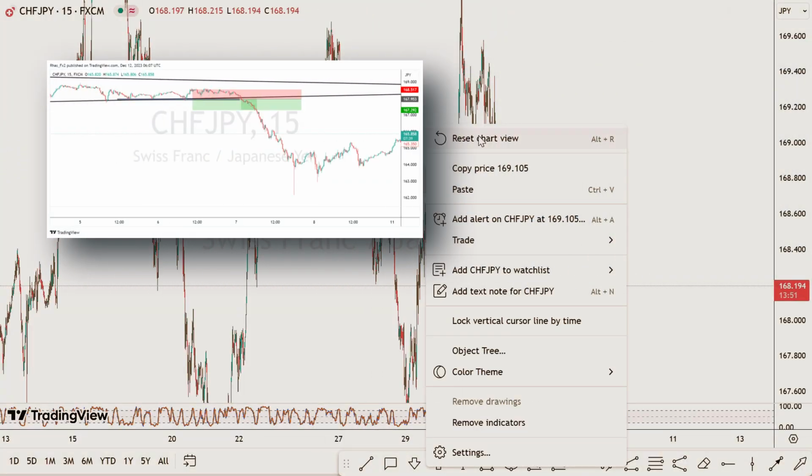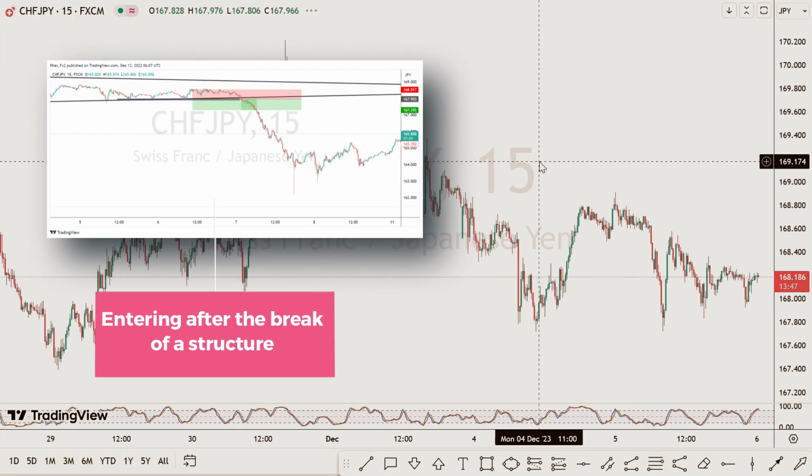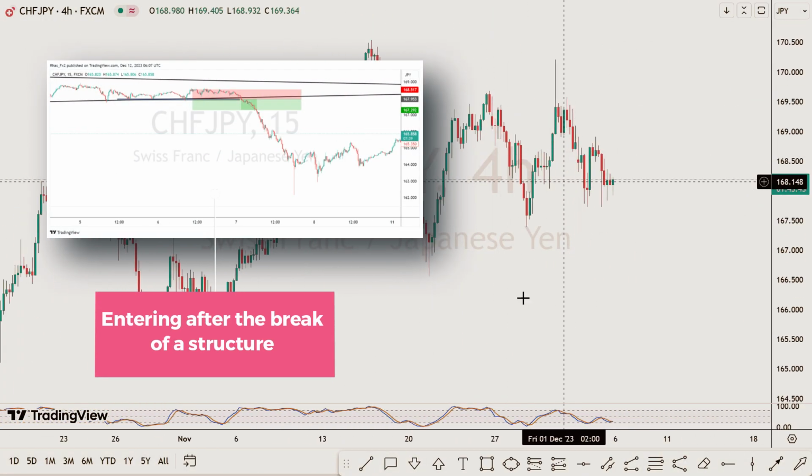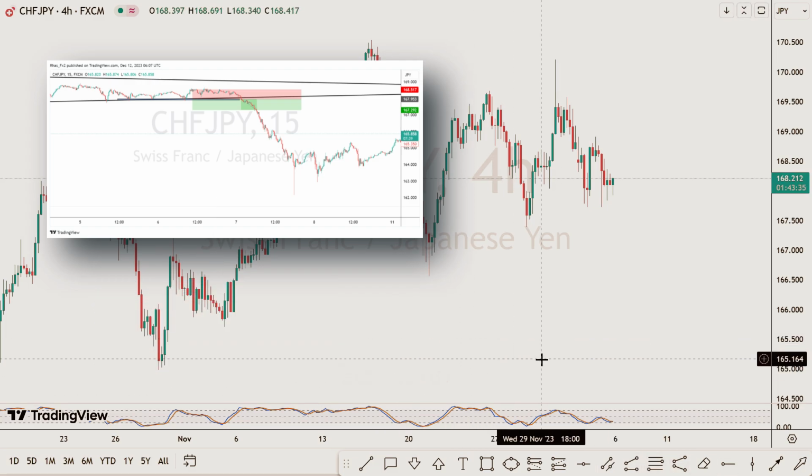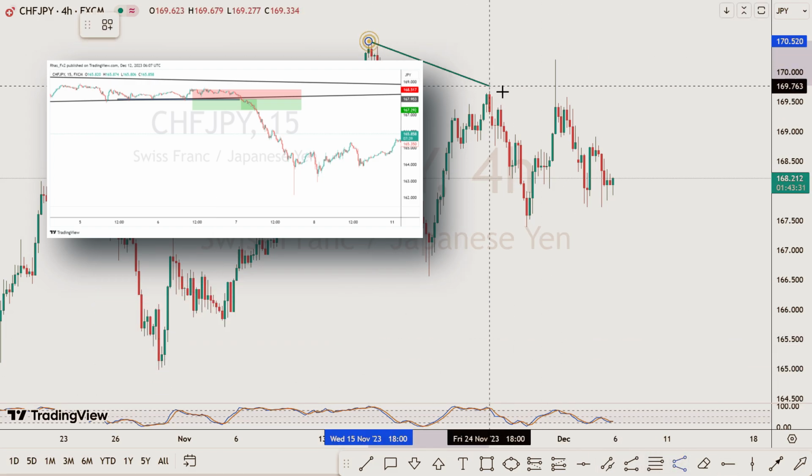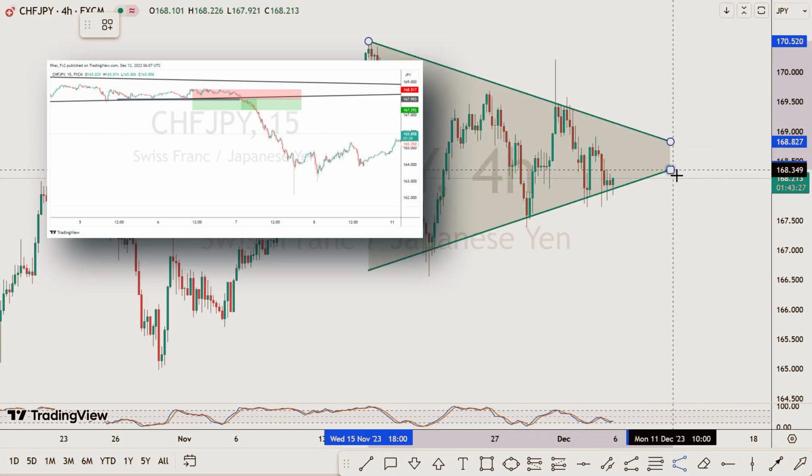For the entry, you can either enter the trade at the close of the candle that broke a structure, or you can wait for the retest of that structure. The latter is the safer and more recommended option of the two. This is to avoid false breakouts, which can lead to losing trades.